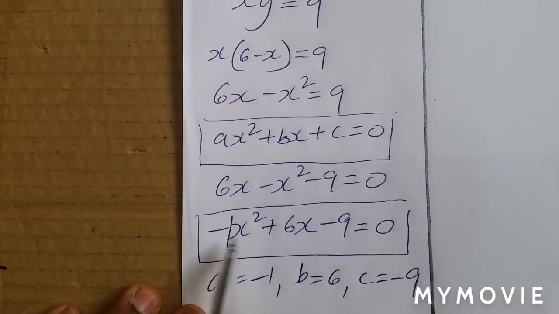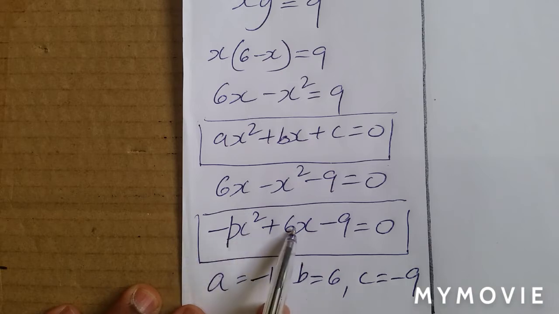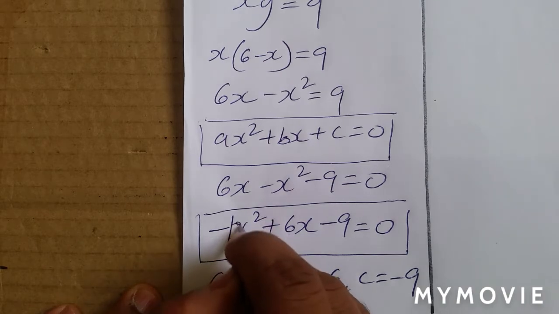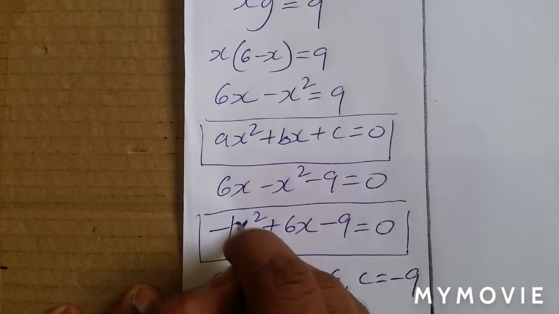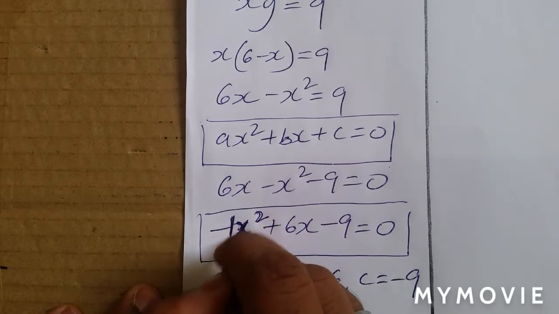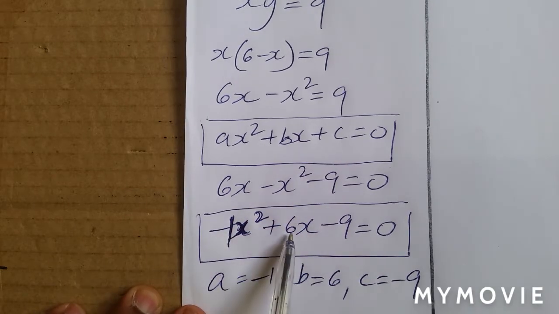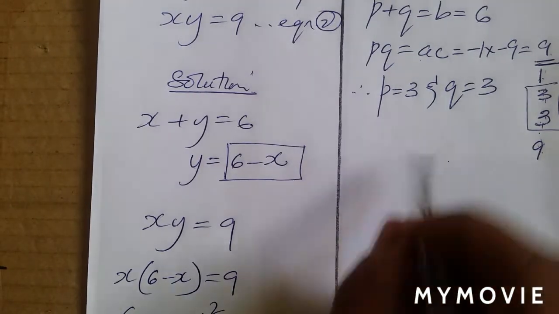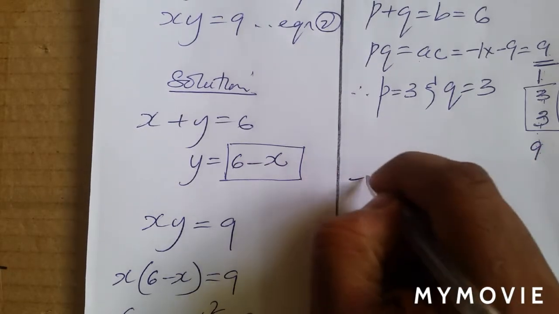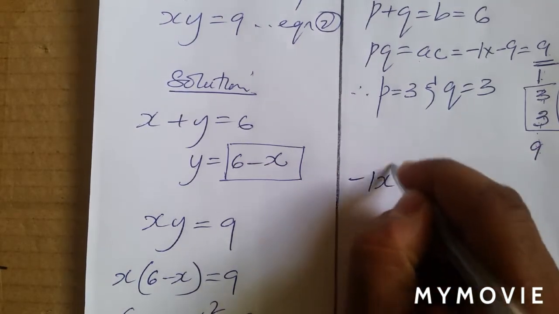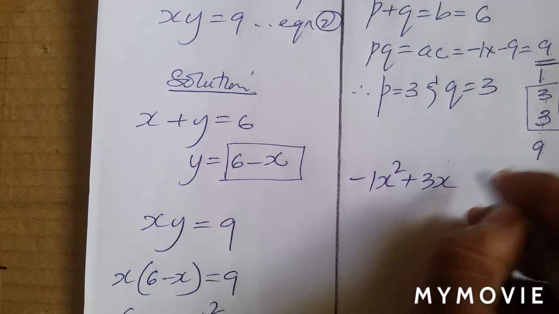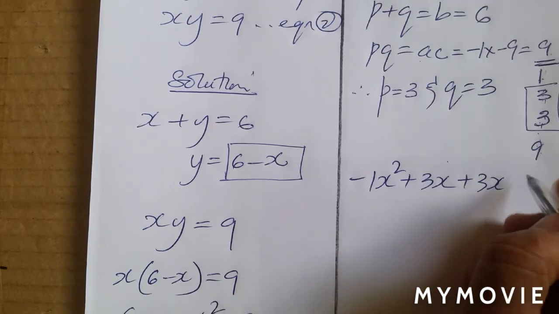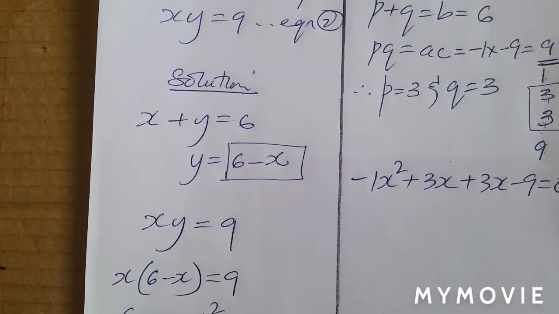So what I'm going to do now is rewrite this, except please remember this is an x squared, so this is a 1. I'm not going to use positive 6x. I'm going to break it into the two pieces, which are 3 and 3. So I'm going to have minus 1x squared plus 3x plus 3x minus 9 equals 0.